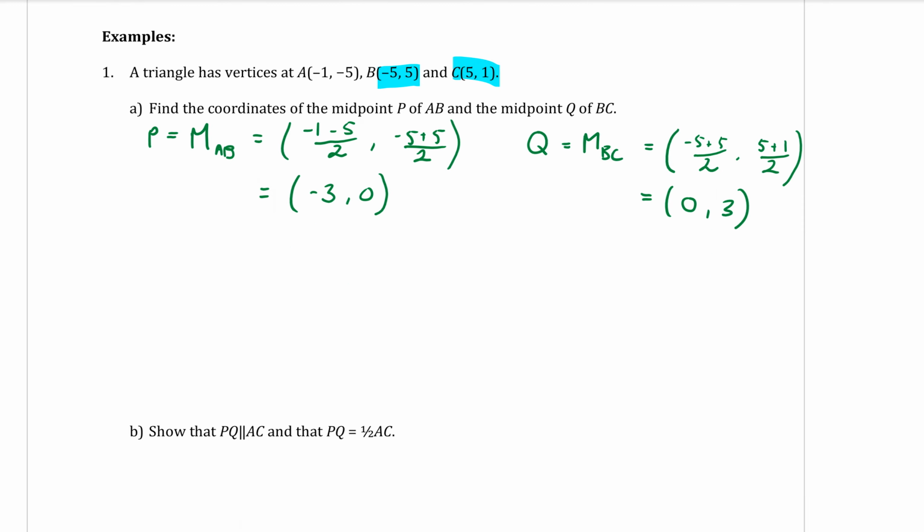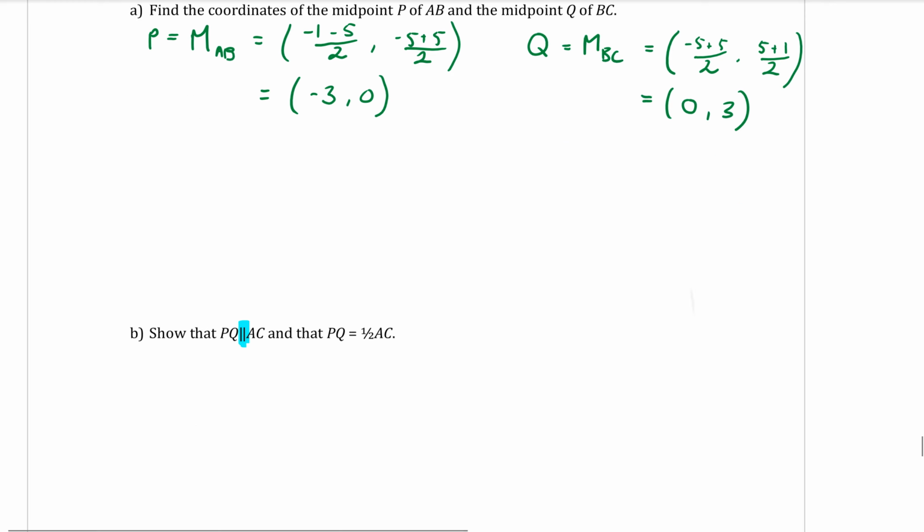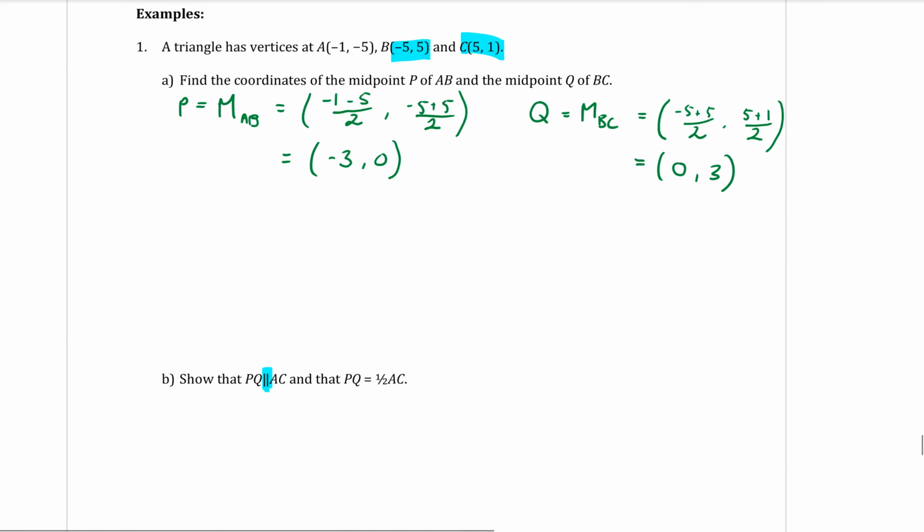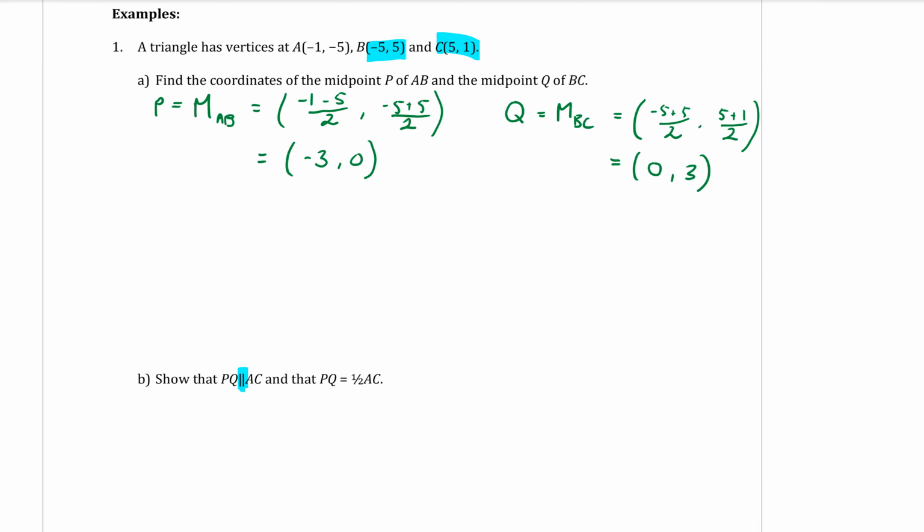Part B of the question, though, says to show that PQ, remember this symbol? Parallel, excellent, is parallel to AC. As soon as you are talking about parallel, it means that you need to do the gradients. So I need to know the gradient of PQ and I need to know the gradient of AC to show that they are equal, because that's what happens with parallel lines. They have equal gradients.